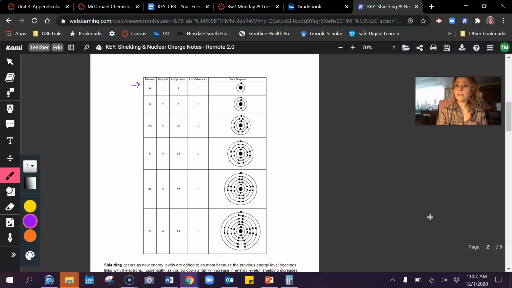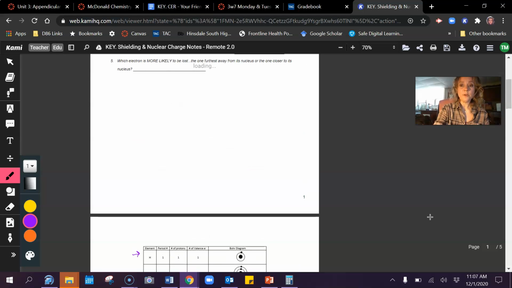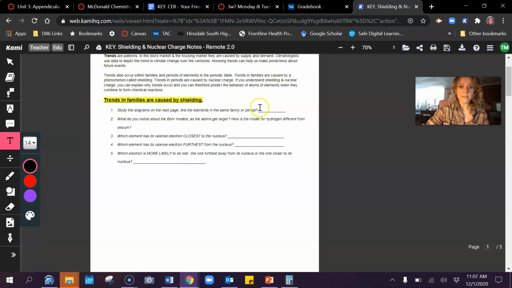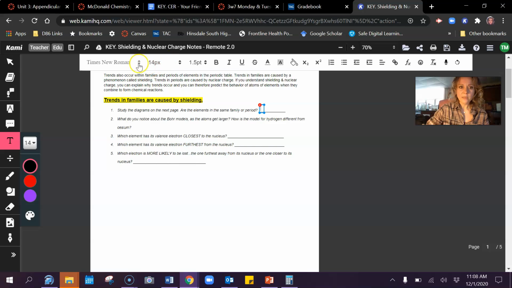But if you find these elements on the periodic table, you will see that these elements are all in the same column, which means that they're all in the same family. So for number 1, we should write that the elements are in the same family. And I do not want Times New Roman. All right, there we go.